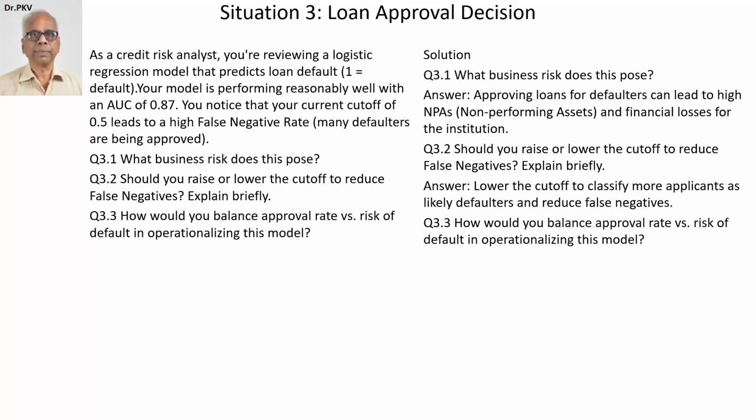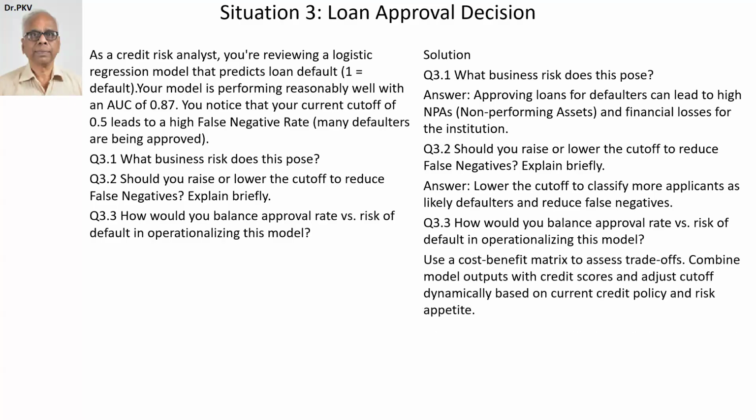Question 3.3. How would you balance approval rate risk versus risk of default in operationalizing this model? Use a cost-benefit matrix to assess trade-offs. Combine model outputs with credit scores and adjust cutoff dynamically based on the current credit policy and the risk appetite which you are willing to accept. So this answers all the 3 questions of situation 3 under the logistic regression application.